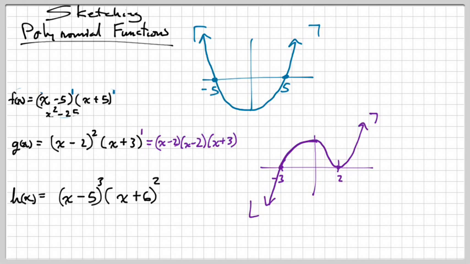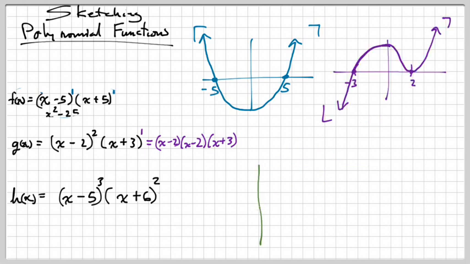So let's do our last one. What are my two x-intercepts? What are my two zeros? We get positive 5. 1, 2, 3, 4, 5. There it is. There's my positive 5 and negative 6. 1, 2, 3, 4, 5, 6. Okay, so that's negative 6. I got an x-intercept there and an x-intercept there.